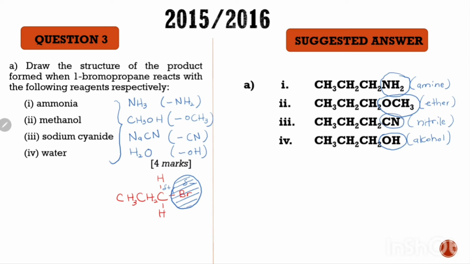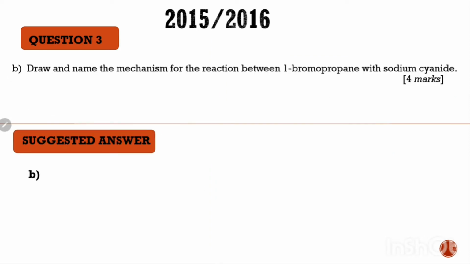Jadi untuk question number 3A ni, first tadi kita mesti boleh lukis structure 1 bromopropane dengan betul. And then kita boleh identify pula dia punya type of reaction adalah nucleophilic substitution reaction, dan baru kita tahu nak buat apa. Replace position of bromine dengan semua nucleophile yang diberi.